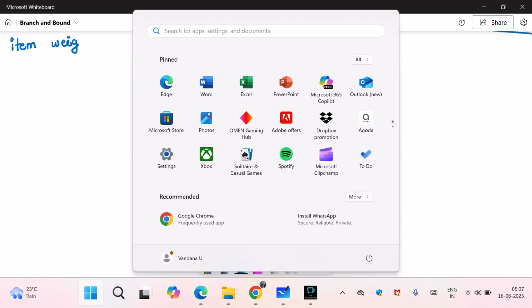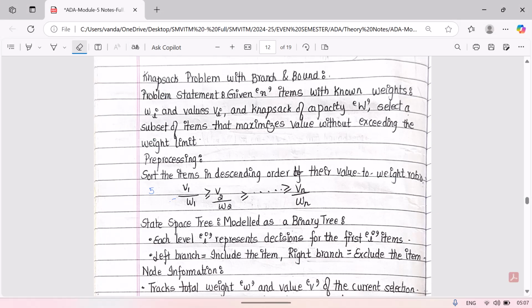So I'll take up an example and I'll show you how to do the branch and bound. This is an important question in the exam also. So you can understand this. But before that, I'll take up one example. Okay, so this branch and bound is applied on a knapsack problem.